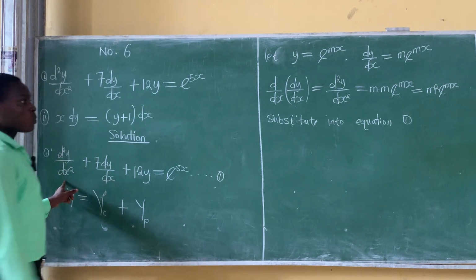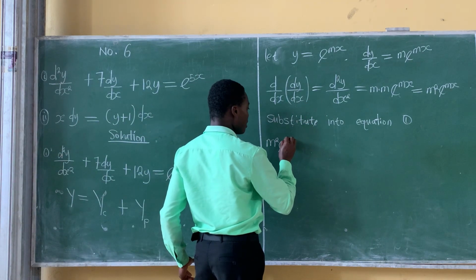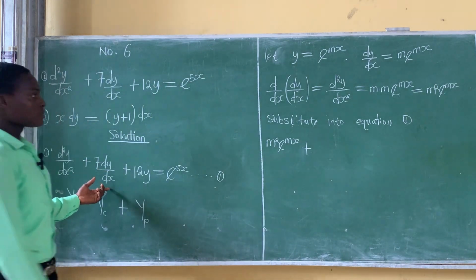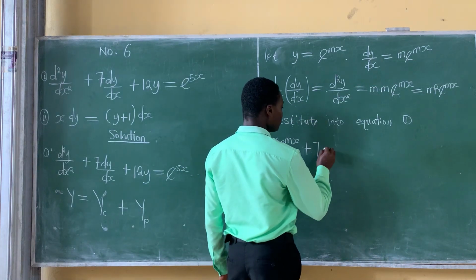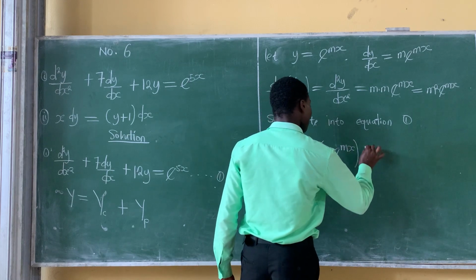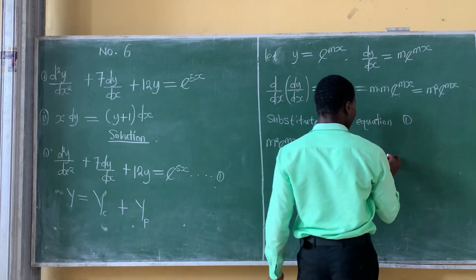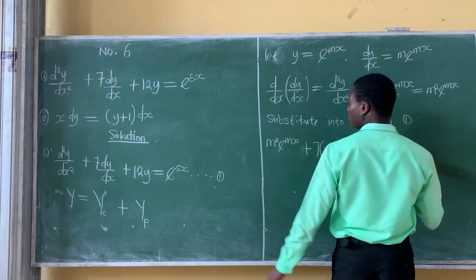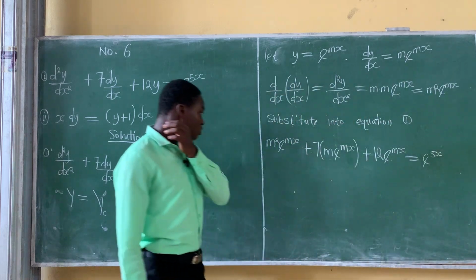If we substitute into equation 1, d²y/dx² is m² e^(mx), plus 7 dy/dx, and our dy/dx is m e^(mx). So we have 7m e^(mx), plus 12y, and our y is e^(mx). This is equal to the right-hand side, e^(5x). So this is what we have.